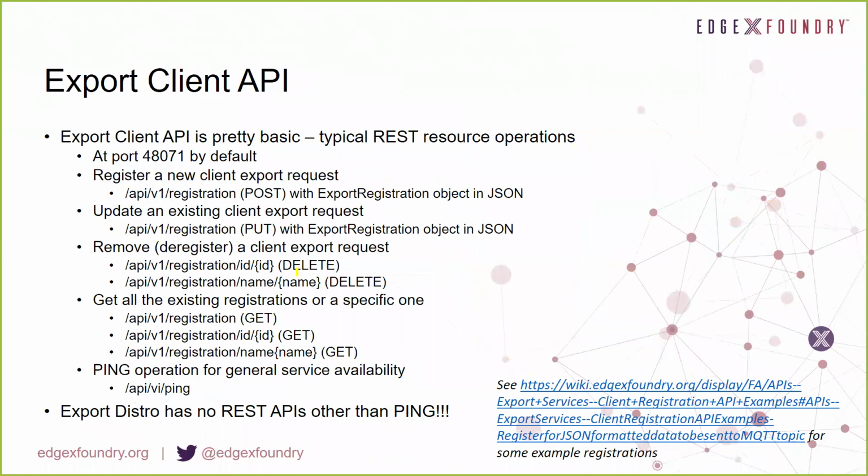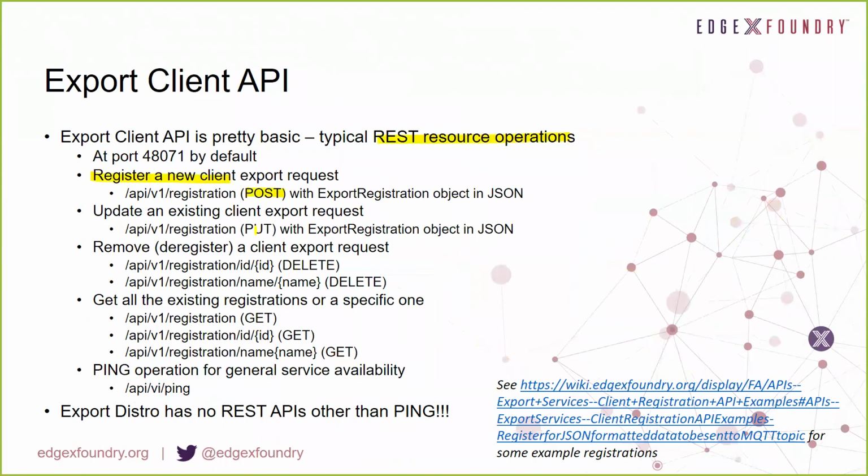Now, the API around the export client is pretty simple. The export client API is a really basic REST resource API set. The only thing we're dealing with here are client registrations. So at port 48071 by default, you'll find export client, and you can make these calls on export client. We can register a new client interest.